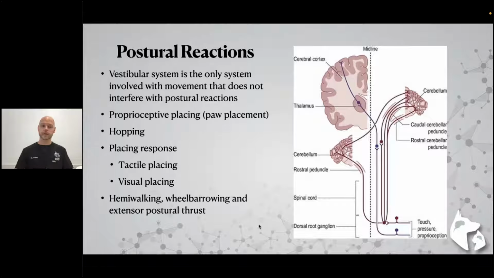To differentiate between these two: with tactile placing, you're covering the eyes so they can't see, and it's truly when they touch, they place. Visual placing is the same thing, but with their eyes uncovered, and as you approach, they should start to reach out for the table or countertop before they've actually touched it, if they know exactly where their limbs are. They should do that. You also have hemi-walking, wheelbarrowing and extensor postural thrust.